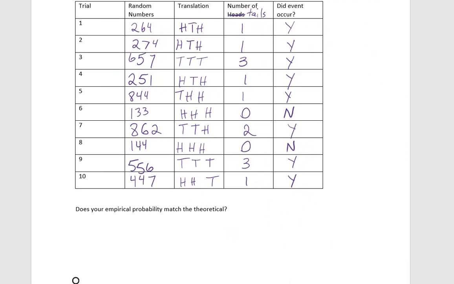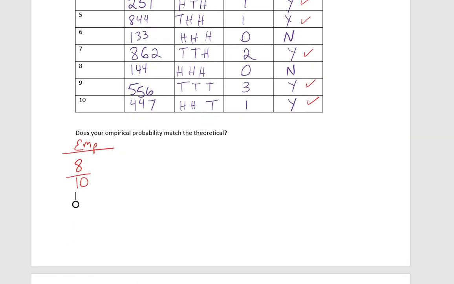All right, so when we look at our data, the empirical data says that out of the 10 trials we did, the event that we wanted to see, which is tails at least once, we saw 1, 2, 3, 4, 5, 6, 7, 8 times, which gives us an empirical probability of 80%. Now, the theoretical probability, remember, to find a theoretical probability, you write out your sample space and then you look at the total sample space in the denominator and then the number of times your event occurred in the numerator.